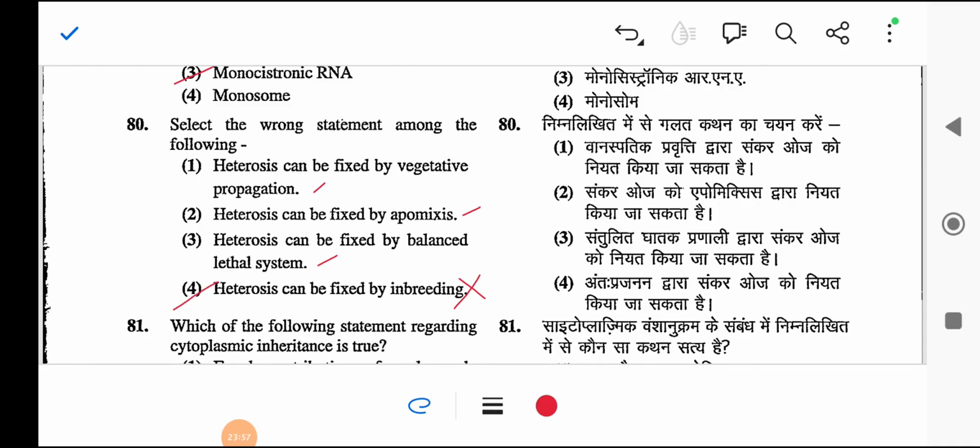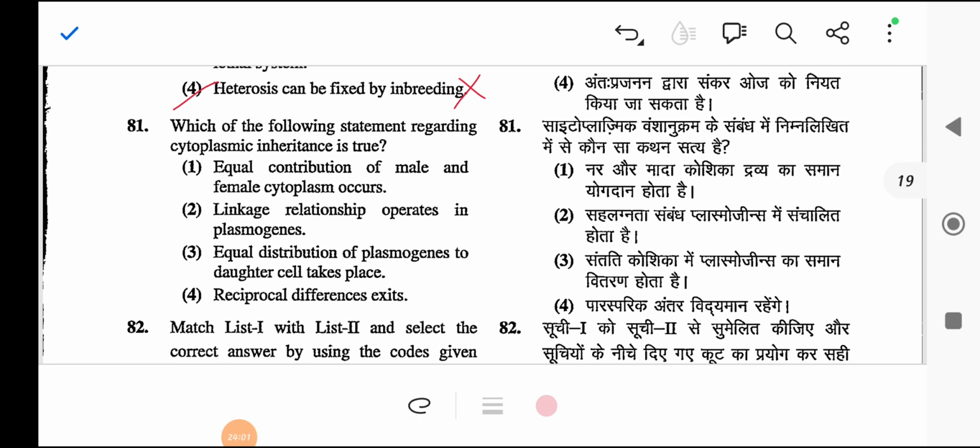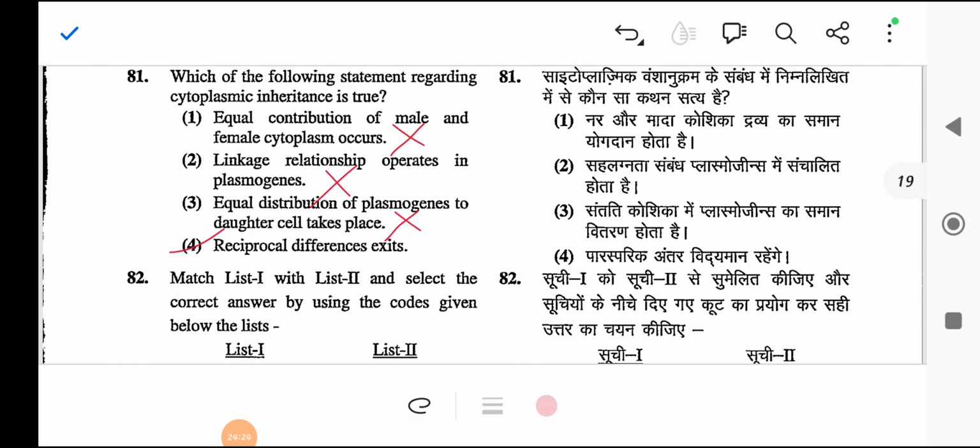Next is which one of the following statements regarding cytoplasmic inheritance is true? Equal contribution, it's wrong. It is more by female. Linkage relationship operates in plasmogene, no linkage relationship. Equal distribution, no. Reciprocal differences exist. So it is absolutely correct. Reciprocal difference exists in case of cytoplasmic inheritance.